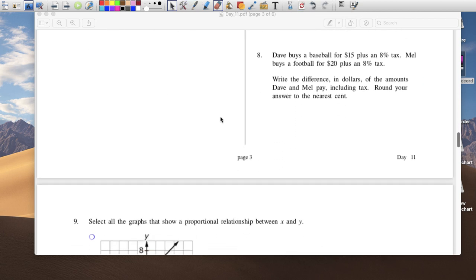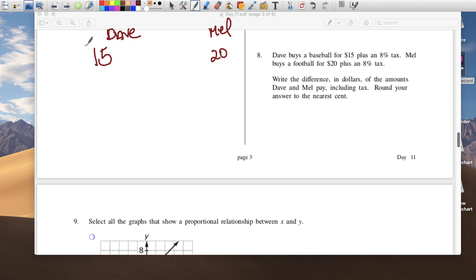8. Dave buys a baseball for $15 plus 8% tax. So here's Dave. And then Mel buys a football for $20 plus 8% tax. Write the difference in their values, right?